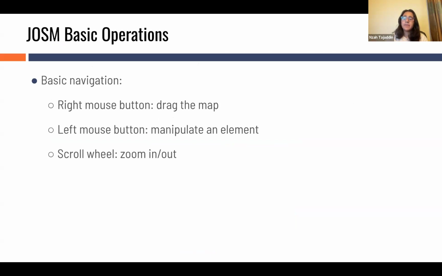Now we're going to talk about the basic navigation of JOSM. You're going to use your right mouse button to drag the map, the left mouse button to manipulate any elements, and the scroll wheel to zoom in and out. Now we recommend that you use a mouse just because it's a lot easier. If you're on a Mac, you can use your trackpad. The controls are going to be a little bit different, and in my opinion, a little bit harder to use. So we really do recommend using a mouse.